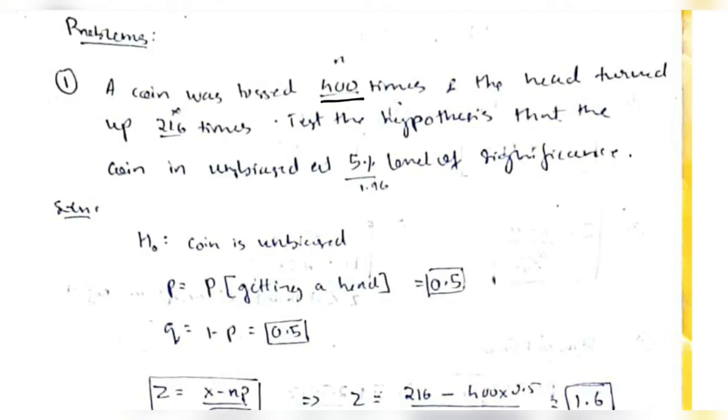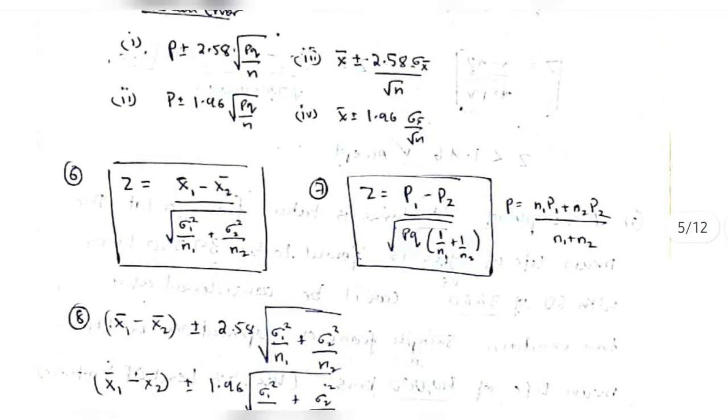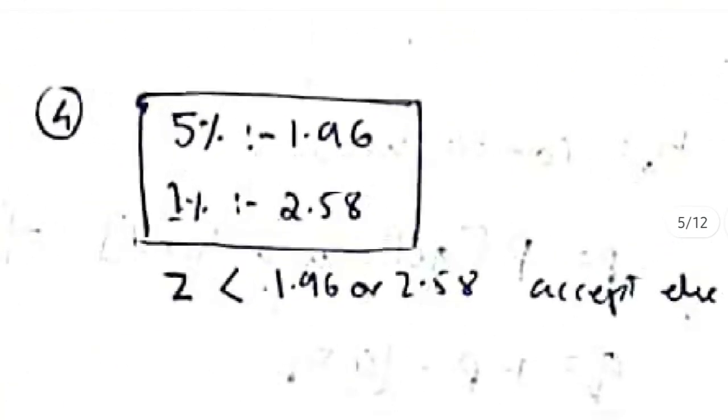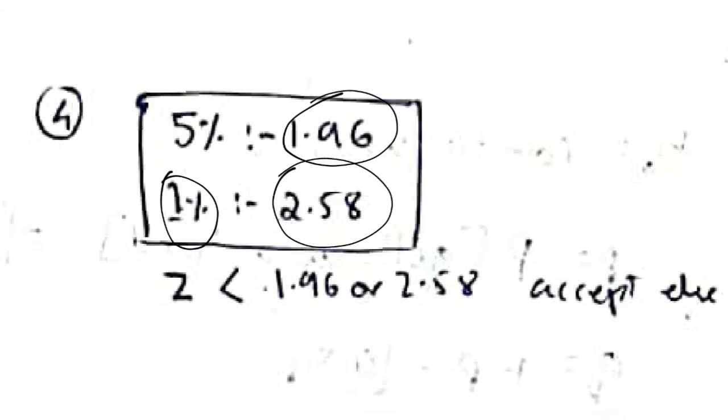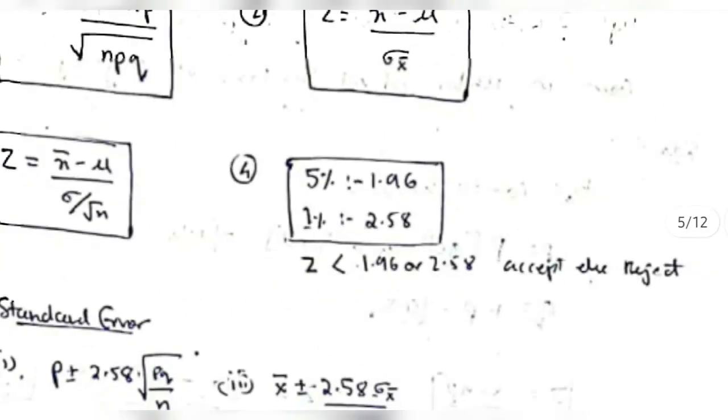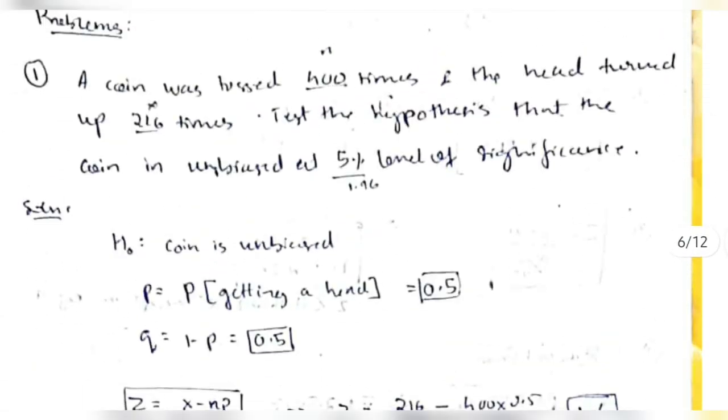Here the total number of times the event was performed is given by small n, that's the sample size, and the total number of successes, meaning how many times it was successful, will be x. And we have to test the hypothesis that the coin is unbiased at 5% level of significance. Now remember these two numbers from now on. 5% means 1.96 and 1% means 2.58. When they give 5% or 95%, it means 1.96. Just remember this constant for now, because we will be using it in the formulas.